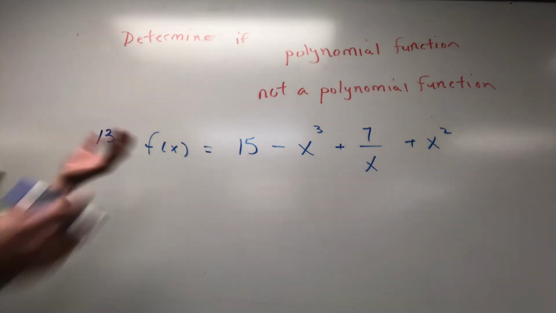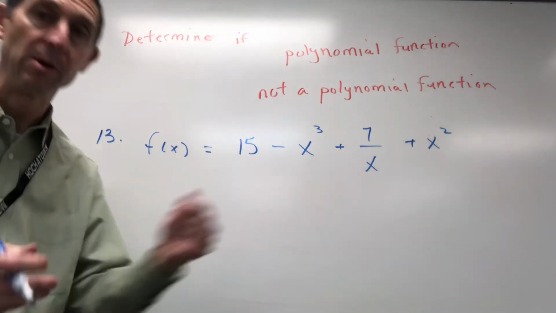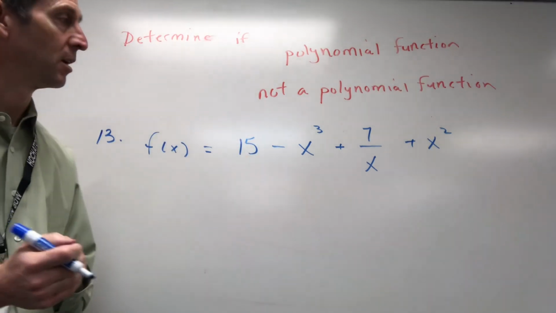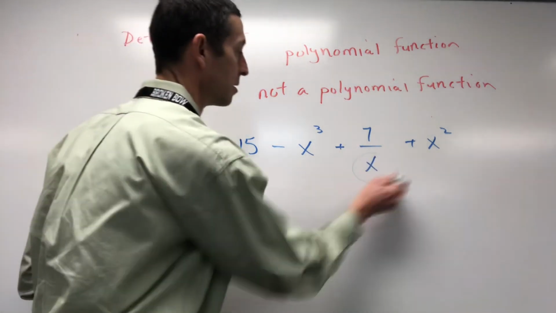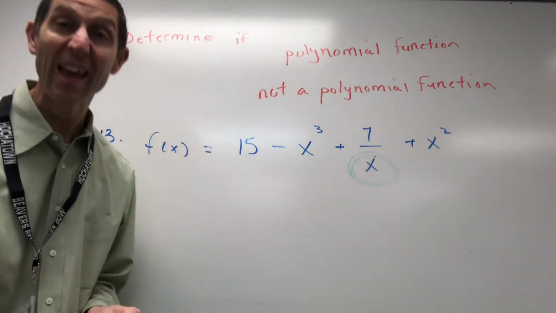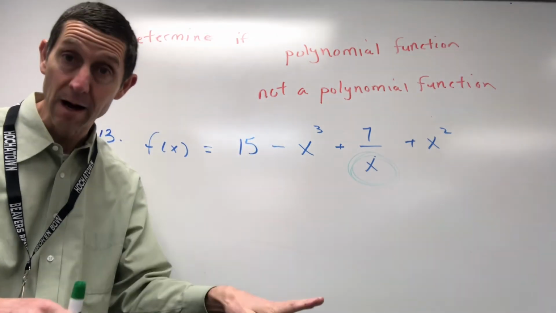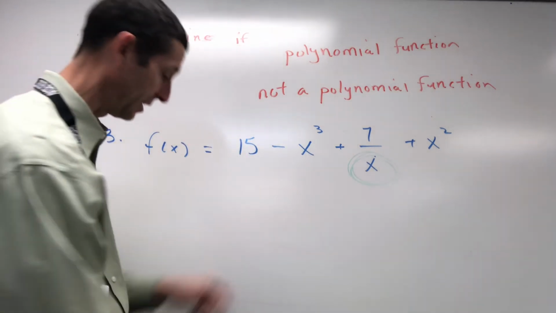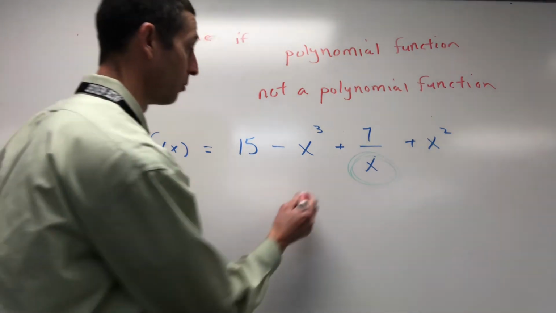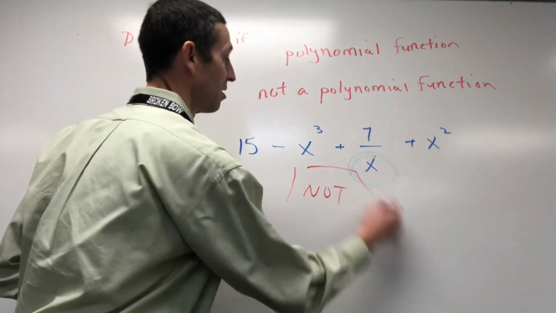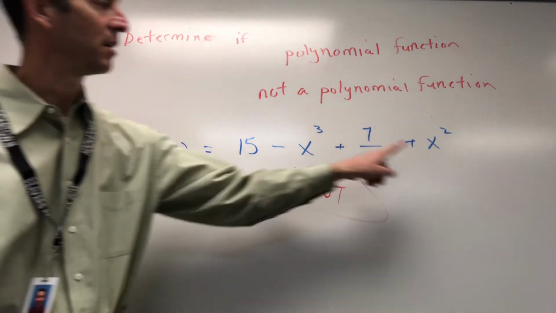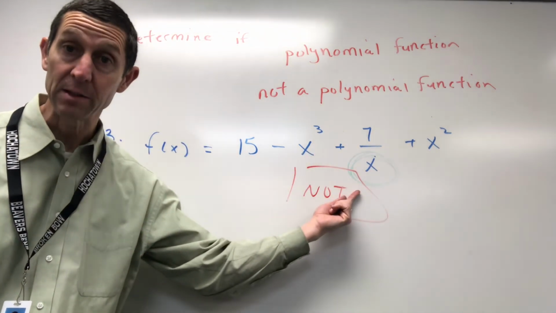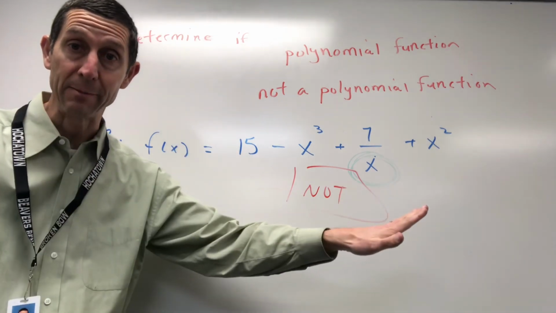Okay, so for this one, you're trying to decide, is it a polynomial function? Is it not a polynomial function? So this is fine, this is fine, this is fine. The bad news here is you have this x that's in the denominator. If the x is in the denominator, that's a no-go. So that is also not a polynomial function. Anytime your x is on the bottom, not happening.